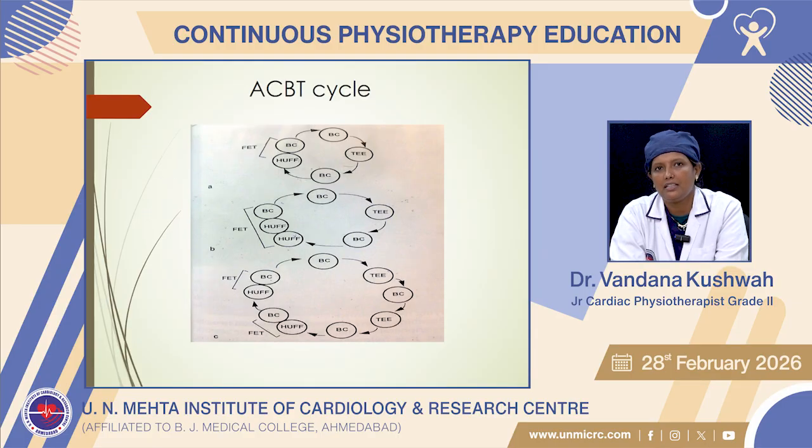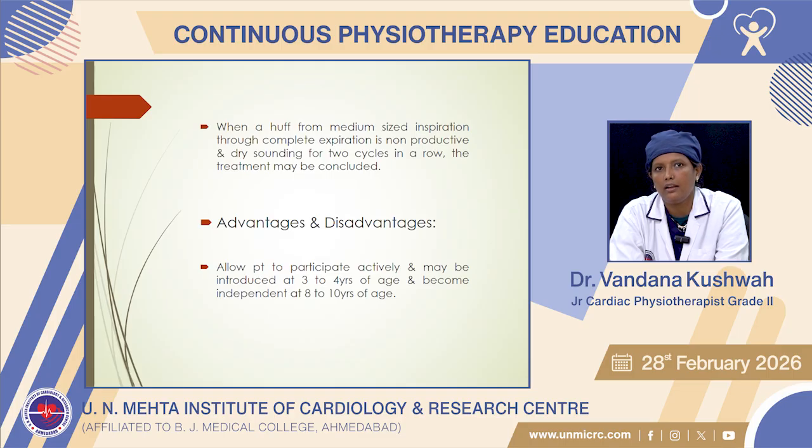The ACBT cycle is shown in the pictures. First we do breathing control, thoracic expansion, then breathing control again, huff, and then breathing control. If secretion is tenacious, we do 2 cycles of thoracic expansion. In another cycle: breathing control, thoracic expansion, breathing control, then huff, then a second huff, and then breathing control. And third: thoracic expansion, breathing control, thoracic expansion, breathing control, then thoracic expansion, breathing control, huff, then breathing control and huff by the patient.